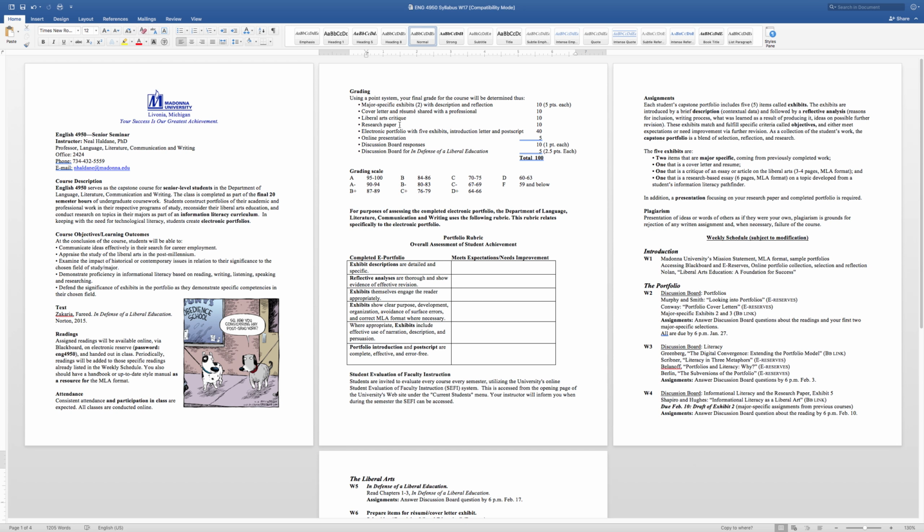You can turn these in throughout the semester. You'll earn those points as you turn them in. And then when you complete the portfolio, you'll have a chance to revise and improve those for the final portfolio, which is worth 40 points or 40% of the grade.